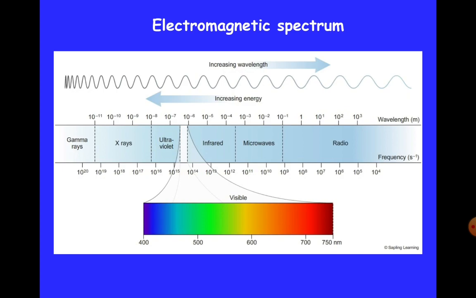On the left side of visible light is ultraviolet light, which has a bigger range, more energy, can damage your skin, remember? X-rays, and then gamma rays. When we move to the right side of light, we have infrared light, big range, microwaves, and radio waves.